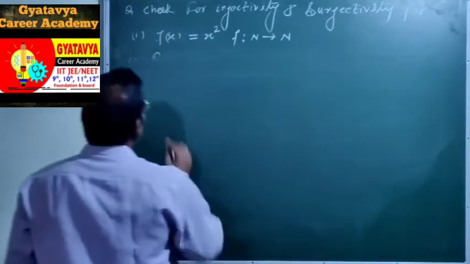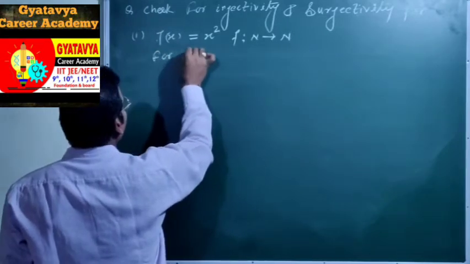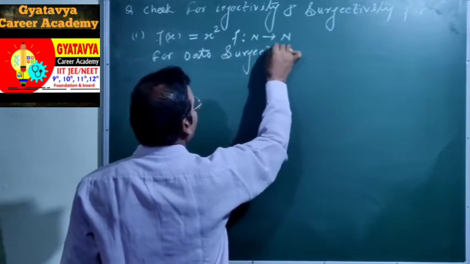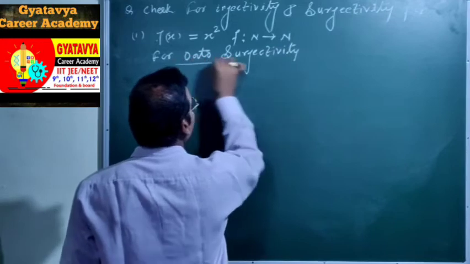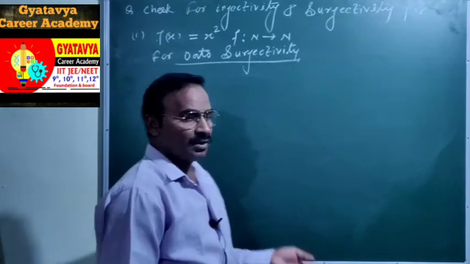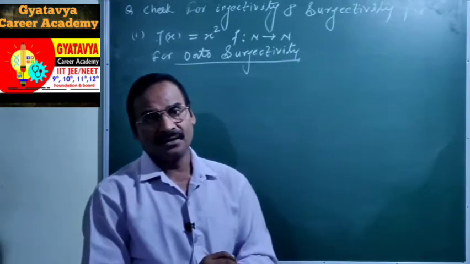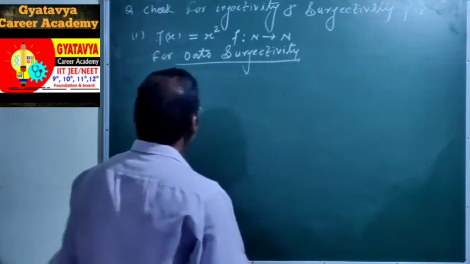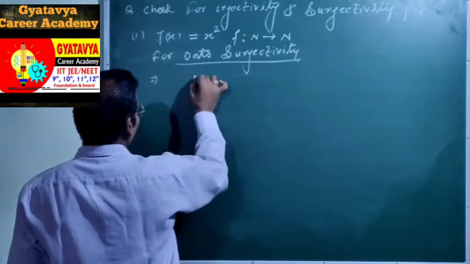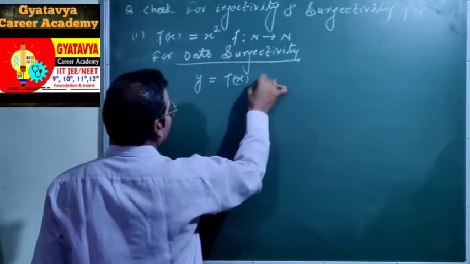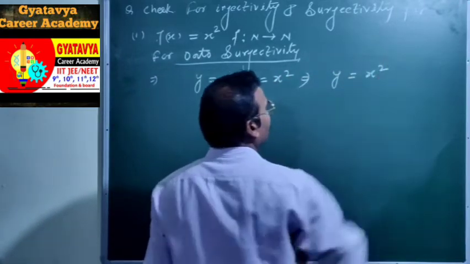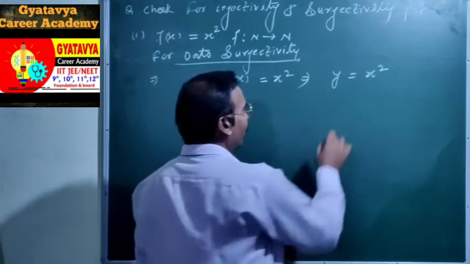Now for onto, that means surjectivity. What have I told for surjectivity? How can I prove this function is surjective? Earlier I have discussed, take f(x) as y. Now y equal to x square. Now you have to find x.